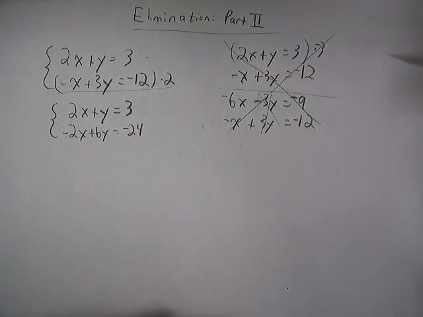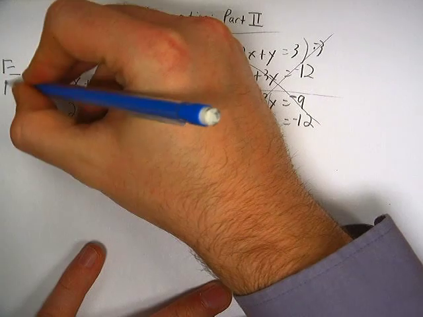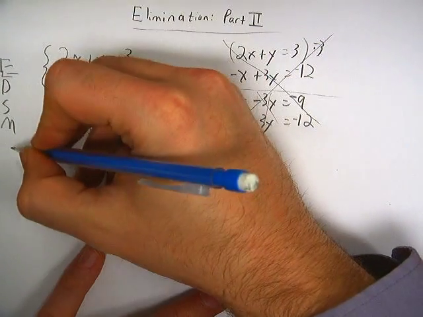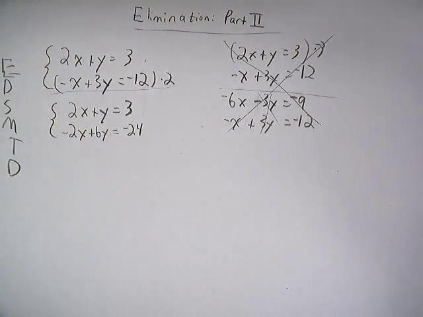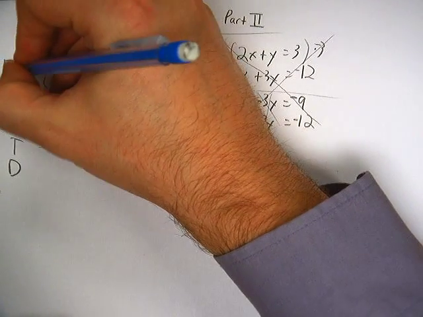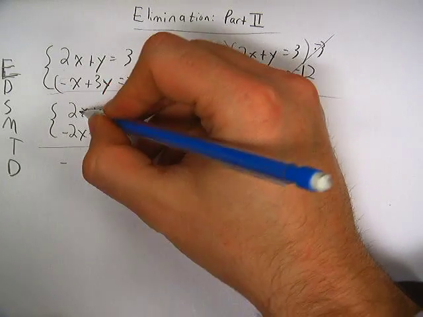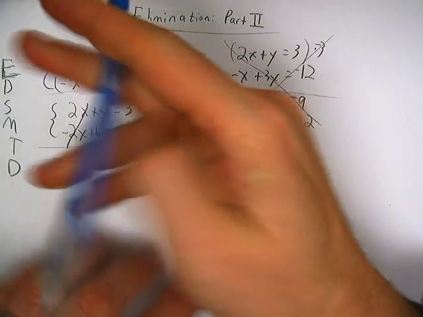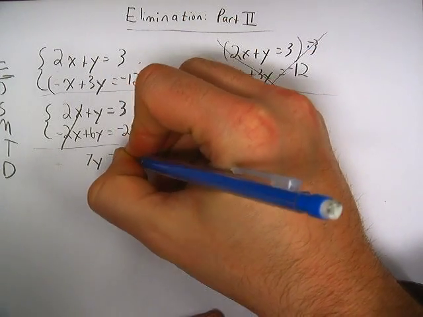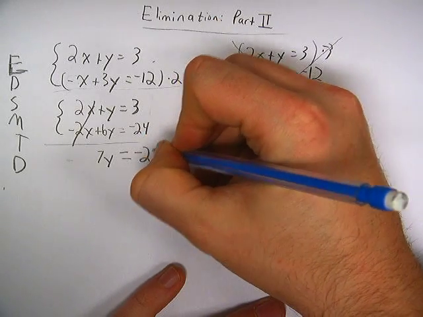And now let's go back and look at our acronym we used last time. We said, Eric does super manly tricks daily. So our E stood for eliminate. Let's do our eliminate step. 2x minus 2x gives me, well, they cancel out. Y plus 6y gives me 7y equals 3 minus 24 gives me negative 21.